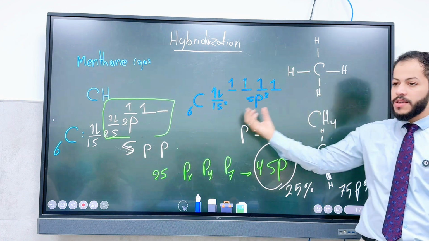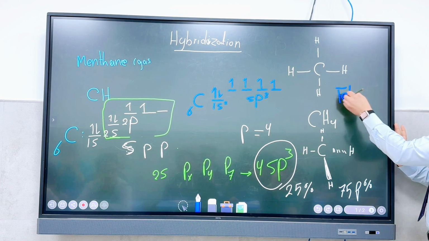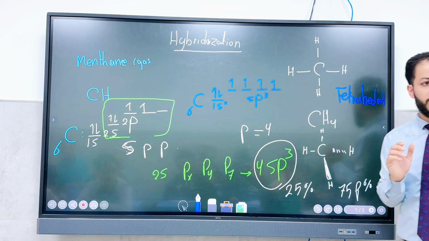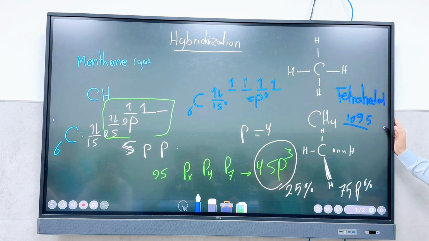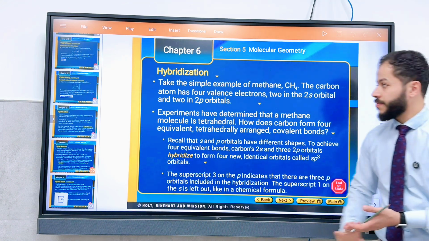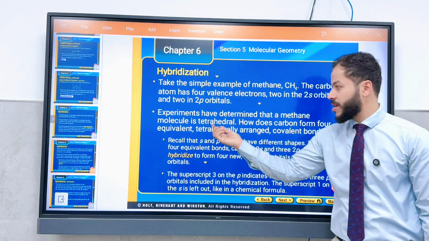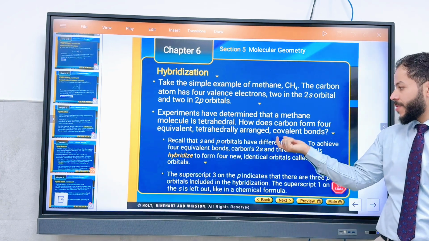Exactly. And this has affected the geometry to give us methane with what type of geometry, guys? Tetrahedral structure, right? With an angle less than what? Less than 109.5. Let's get back to see the shape of it. But do you understand the characteristics, guys? Let's first revise here. So, take the symbol. Experiment has determined that the methane molecule is tetrahedral. How does carbon form 4 equivalent tetrahedrally arranged covalent bonds?